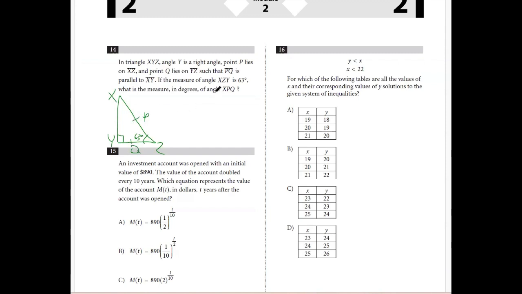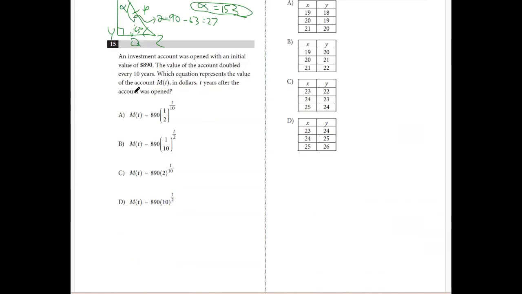So what is the angle of XPQ? I need to find this angle first. So theta is equal to 90 minus 63, which is 27 degrees. Now, this angle alpha is what we're trying to find here. So alpha is equal to 180 minus 27. And this alpha gives you 153. So 153 is the correct answer. I'll write it once more. 153 is the correct answer for 14.